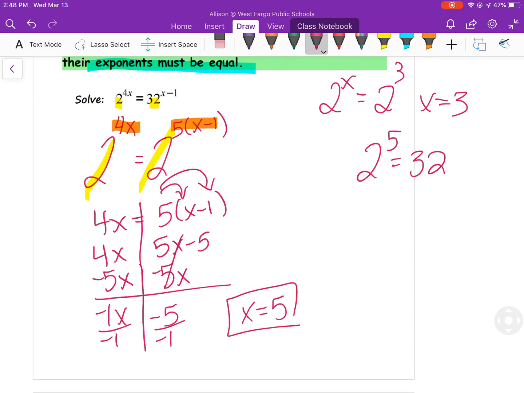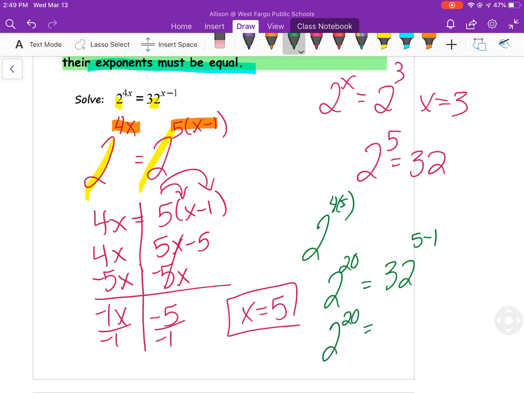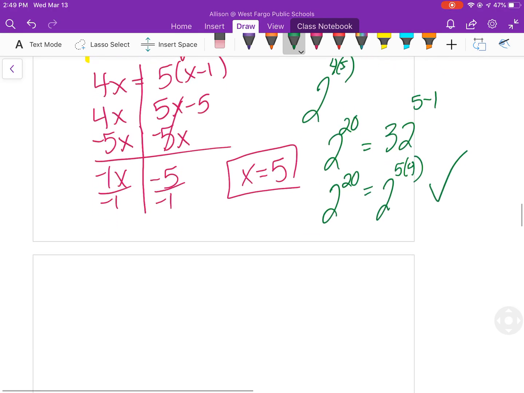We do have to watch out for extraneous solutions in these types of problems. So go back up to the original and say 2 to the 4 times 5 is going to be 2 to the 20th power. Is that going to be the same thing as 32 to the 5 minus 1 or 32 to the 4th power? Well, 2 to the 20th really is the same thing as 32 to the 4th because it's 2 to the 5th to the 4th. And remember, you multiply when you have power to a power. So 2 to the 20th does equal 2 to the 20th.